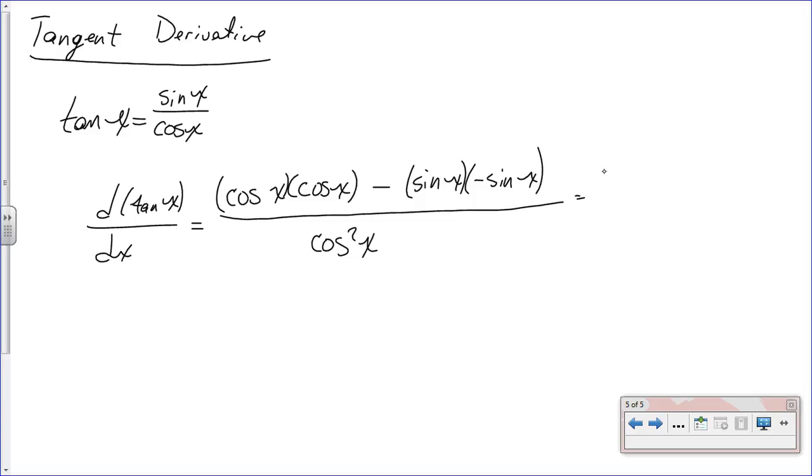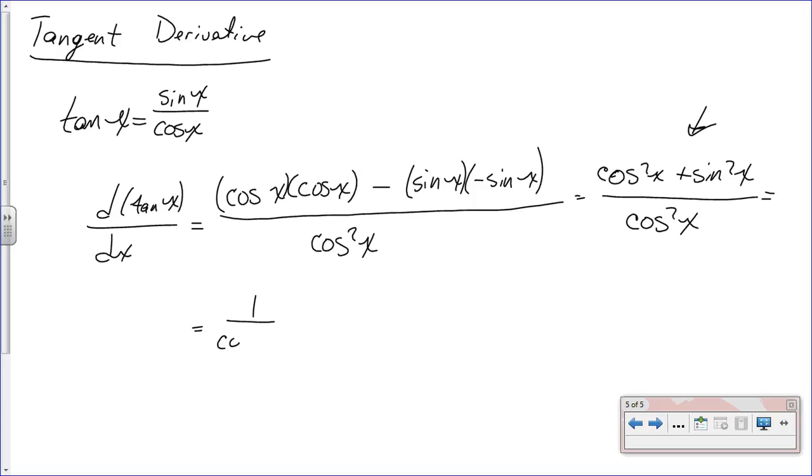So this simplifies down to cosine squared plus sine squared, divided by cosine squared. And if you remember from pre-cal, which you should, the numerator here, cosine squared plus sine squared, equals 1. So this is 1 over cosine squared x, which is simply secant squared x. So the derivative of tangent is secant squared x. You'll need to remember this. The derivative of tangent is secant squared x.